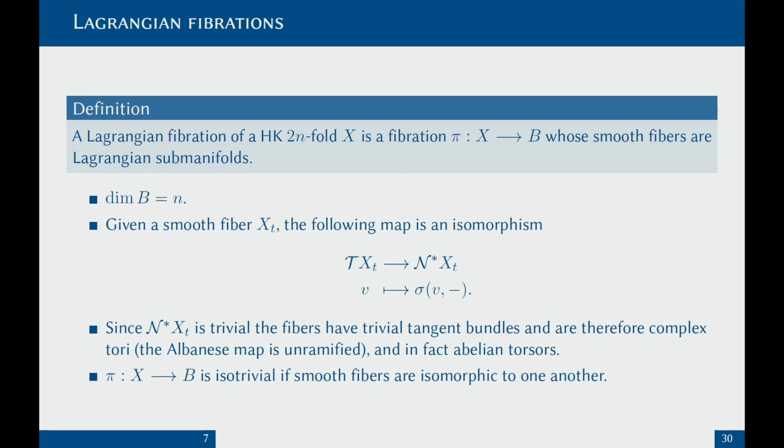And just as in the case of elliptic K3 surfaces, you can ask, do these abelian varieties move in moduli, or are they all isomorphic? Are the smooth ones all isomorphic to one another? And if they don't change in moduli, then you say it's isotrivial. So if all the smooth fibers are isomorphic to one another, then it's called isotrivial.